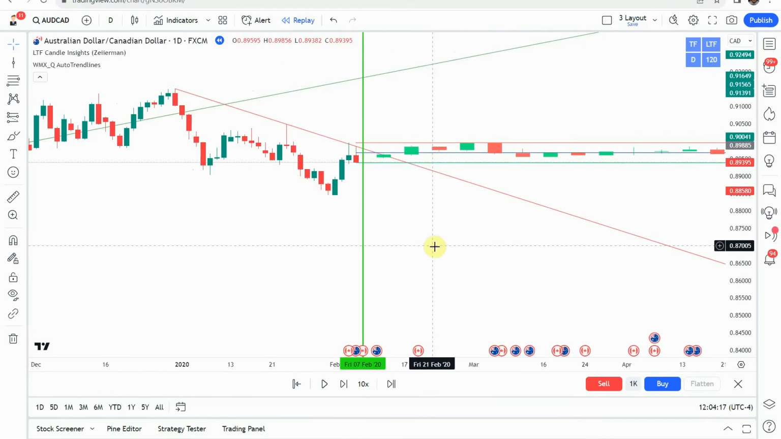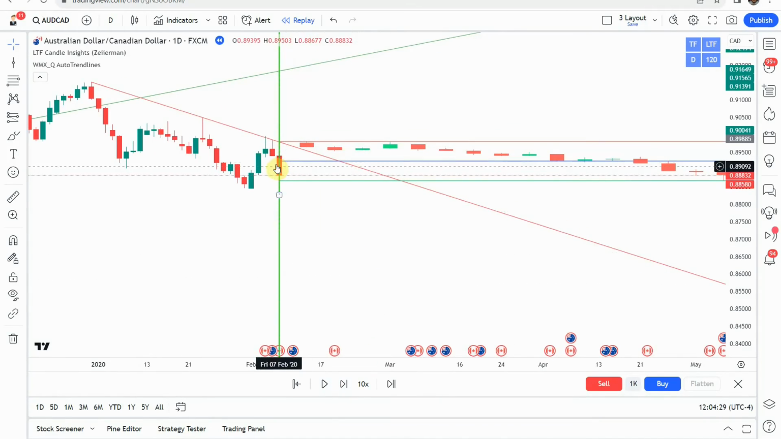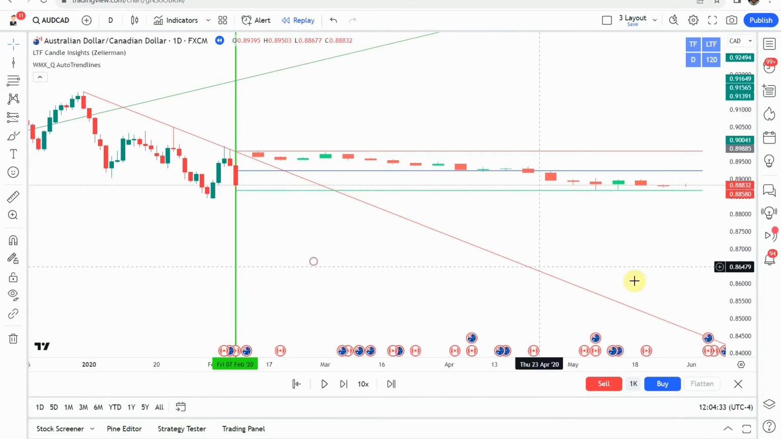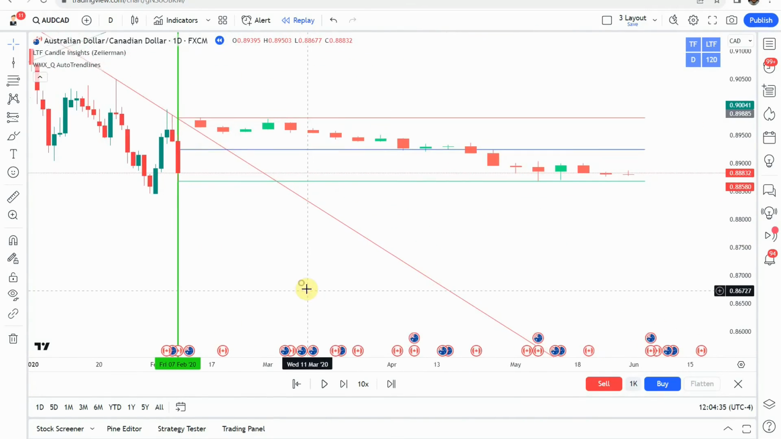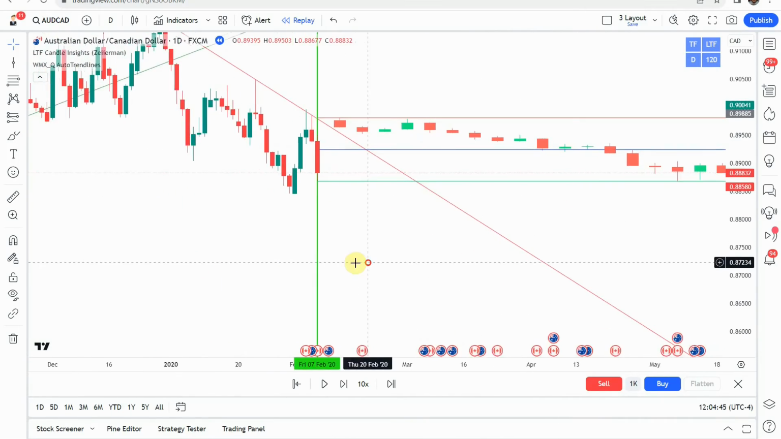So what we're going to do is look for a rejection of that. We got a little bit of a rejection here with this red bar, but not quite strong enough for me to be comfortable with taking a trade. There we get this nice, really big red bar right there. That's going to be a nice rejection sign. And you can see on the LTF candle insights at the very end here, price has come down and started trading below that blue middle line right there.